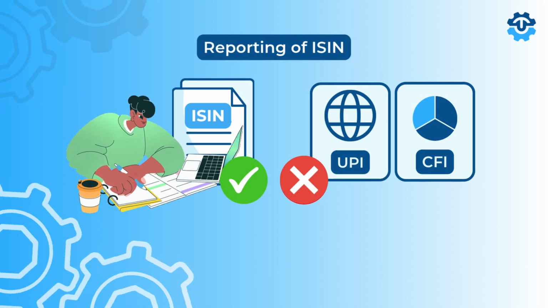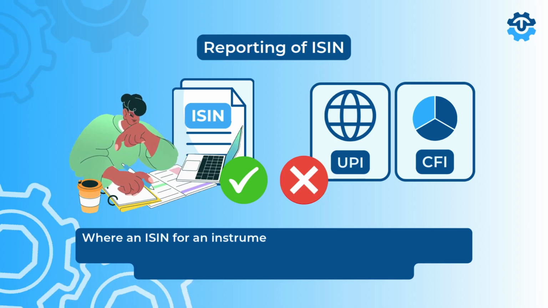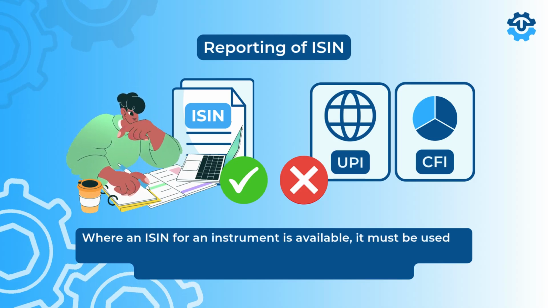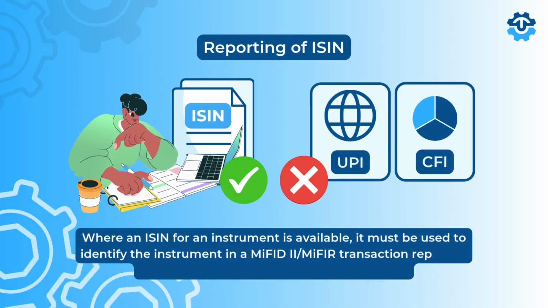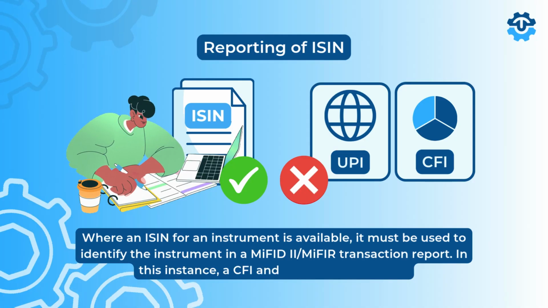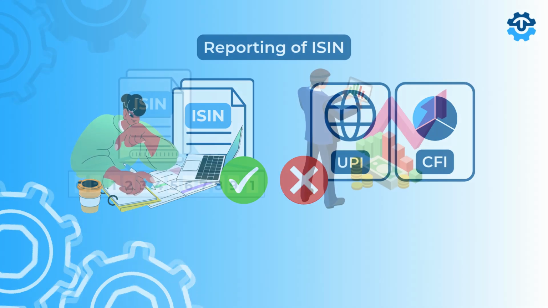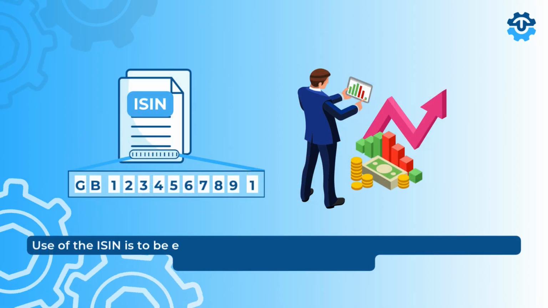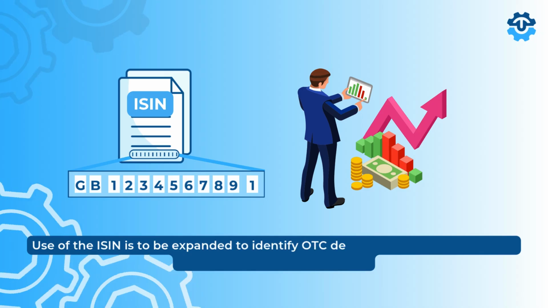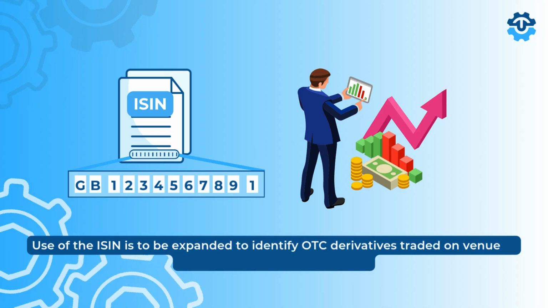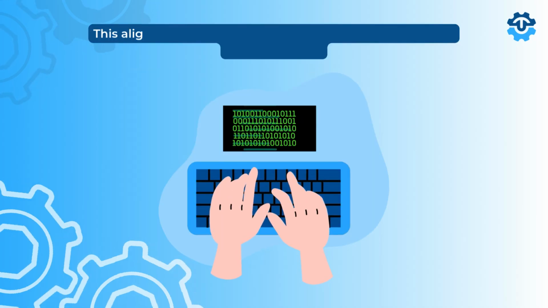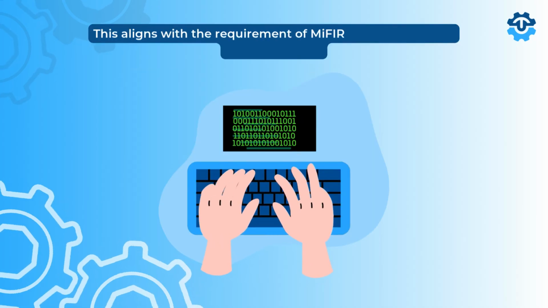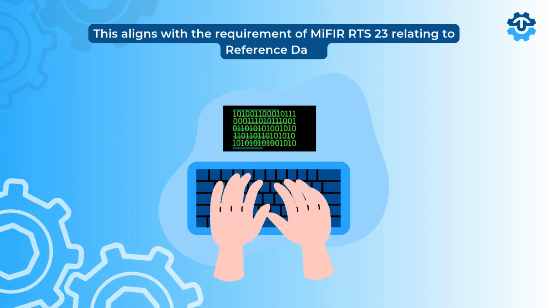Reporting of ISIN. Where an ISIN for an instrument is available, it must be used to identify the instrument in a MiFID II or MiFIR transaction report. In this instance, a CFI and UPI are not required. Use of the ISIN is to be expanded to identify OTC derivatives traded on venue or by a systematic internalizer. This aligns with the requirement of MiFIR RTS 23 relating to reference data.